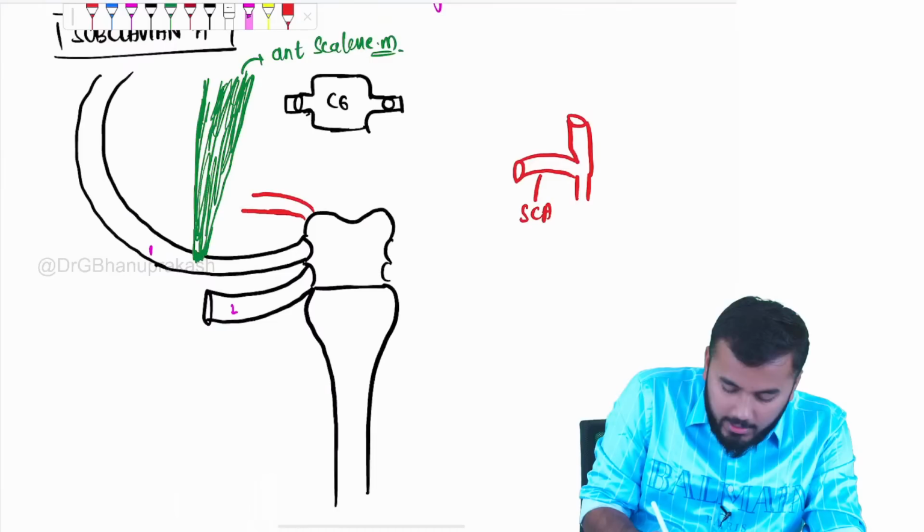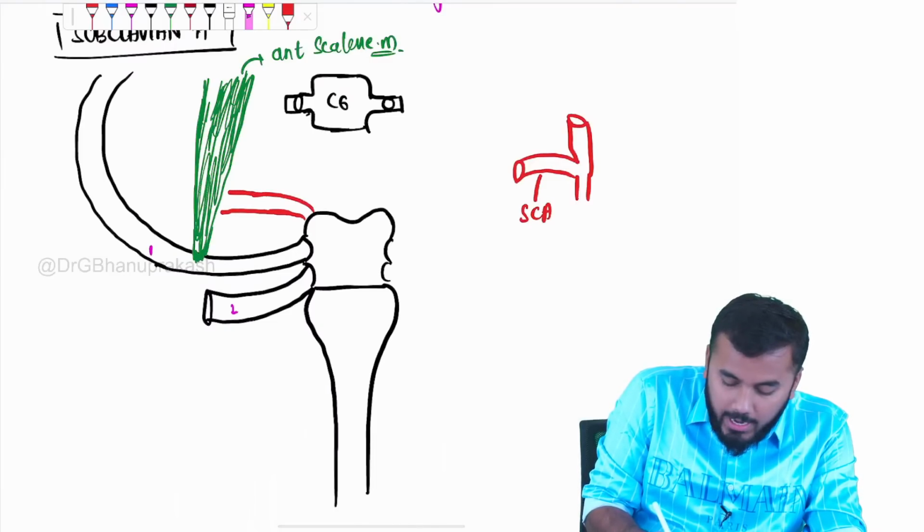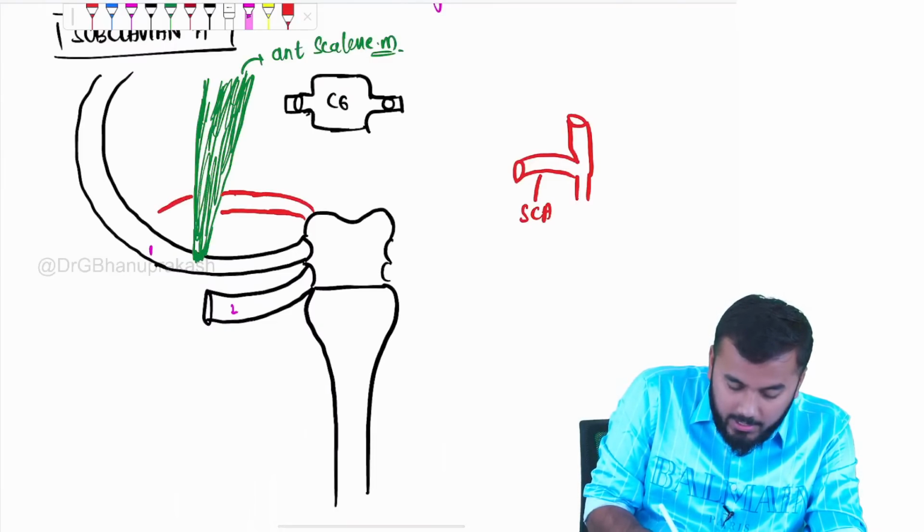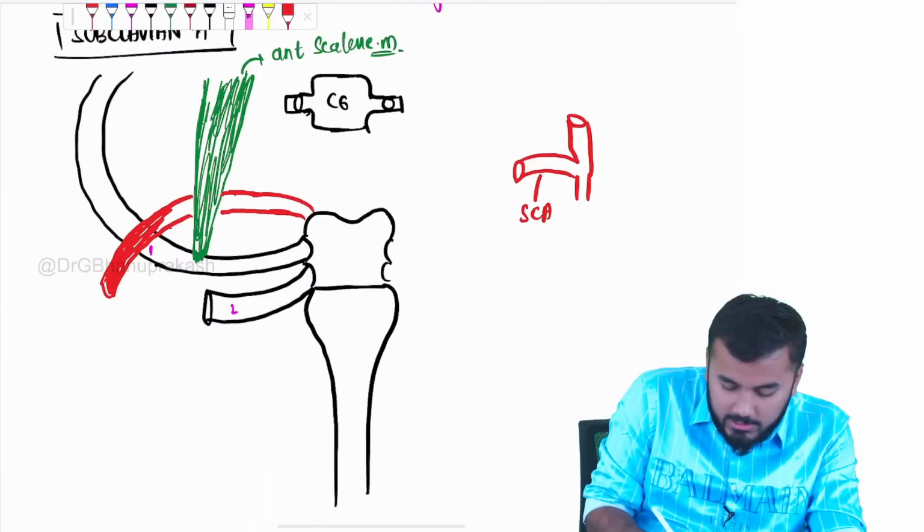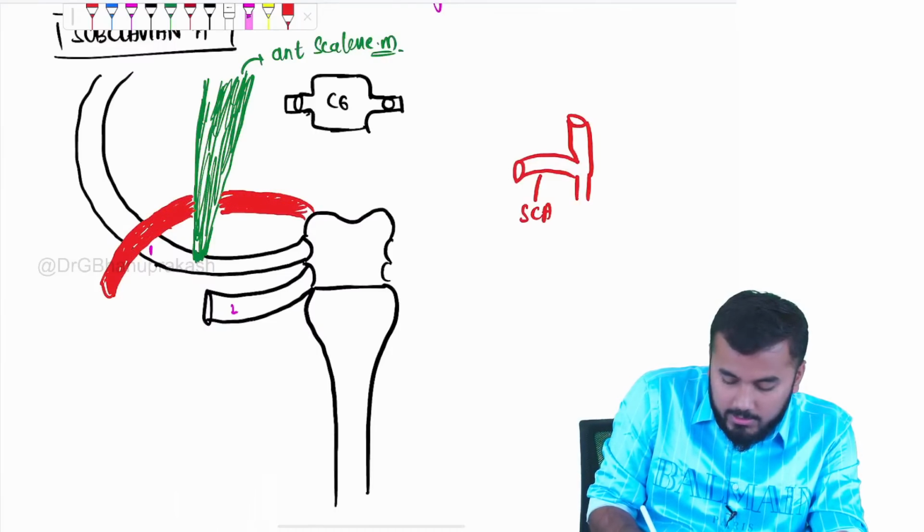This subclavian artery passes behind the scalene muscles and above your first rib. So this is how the subclavian artery is passing: behind the scalene muscles and above your first rib like this.